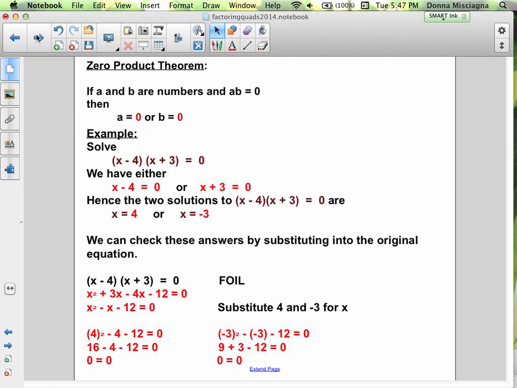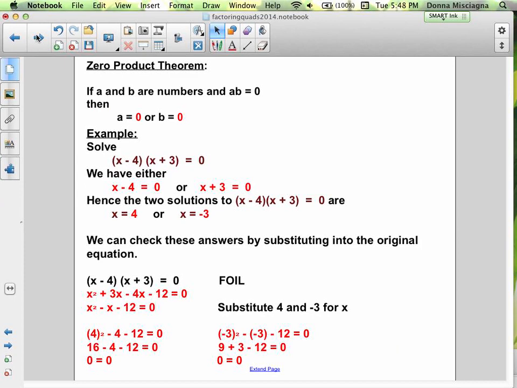Right? So this is also in your notes, zero product theorem. So if a and b are numbers, and a times b is equal to 0, well, the only way that would be true is if either a is 0 or b is 0. When you multiply two numbers together, you only get 0 as an answer if one of those numbers you're multiplying is 0. All right, so how does that apply to our quadratics?